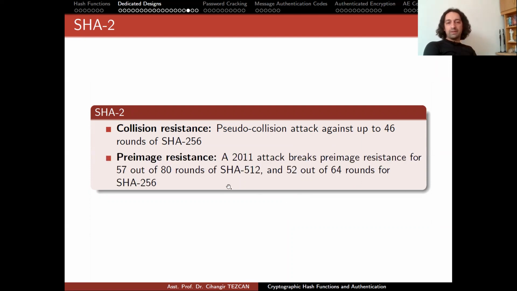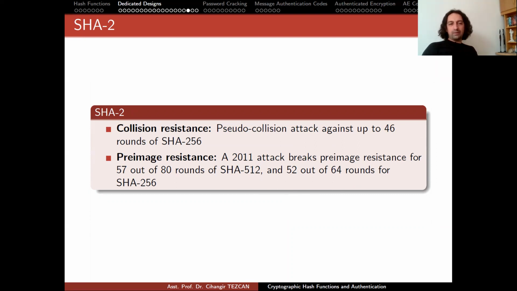And there are some pre-image attacks. An attack in 2011 can find pre-images for 57 rounds out of 80 rounds of SHA512 and 52 out of 64 rounds for SHA256. So as you can see, so far academicians couldn't come up with an attack to break SHA2. So we assume that SHA2 is secure and we use it almost everywhere.